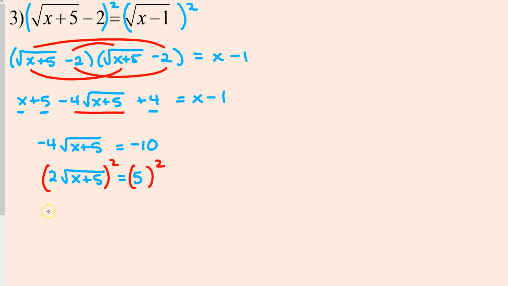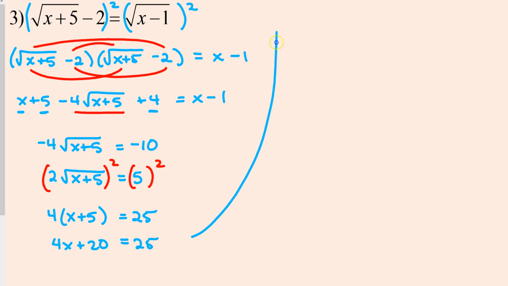And when you square the 2, you get a 4, and when you square the square root, you just get x plus 5, and then when you square the 5, you get 25. Okay, now let's distribute the 4. Subtract 20 from both sides, and divide both sides by 4, and we have x equals 5/4.